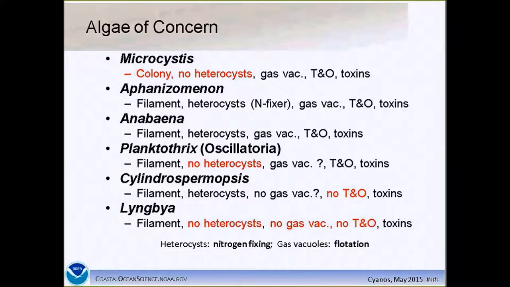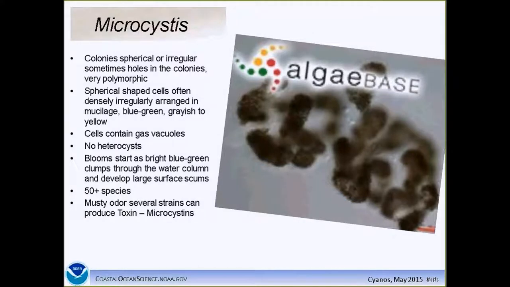As I say, some of these do form scums. Few other details on these. You frequently get colonies of Microcystis in the gas vacuoles. They can float up 10 to 20 meters per day, so it's not unusual to get that kind of migration with Microcystis. The bigger the colonies, the faster they move.